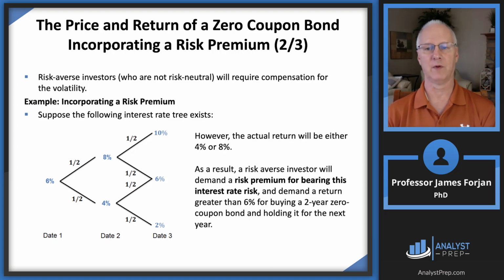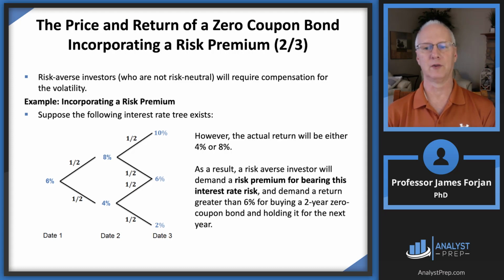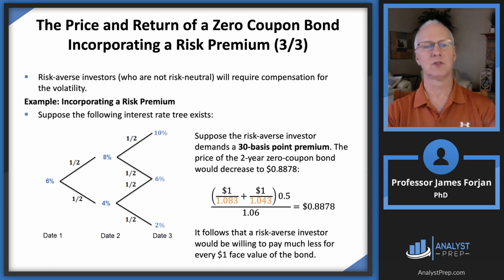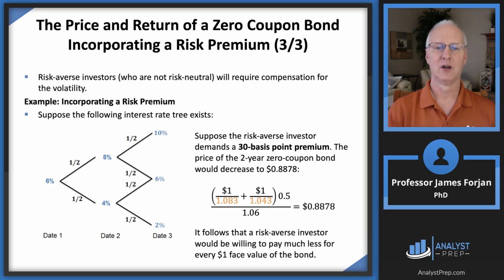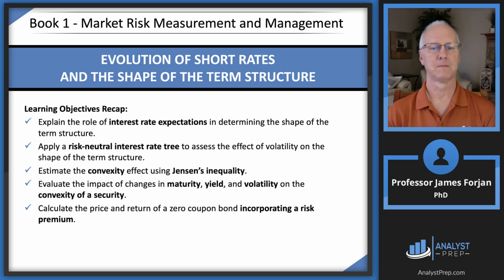So what did we have before? We had the 89, which we've done before for the risk-neutral investor. But now, and this is the more interesting part of this chapter, I think, we're going to show that price is only, what does that turn out to be? 88.78. So what does this say? Of course, a risk-averse investor is going to be willing to pay less for that zero coupon bond. And that takes us through the evolution.